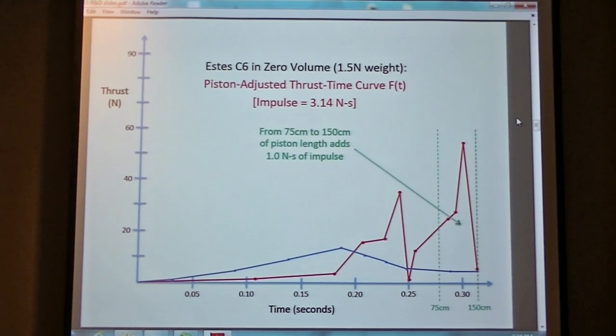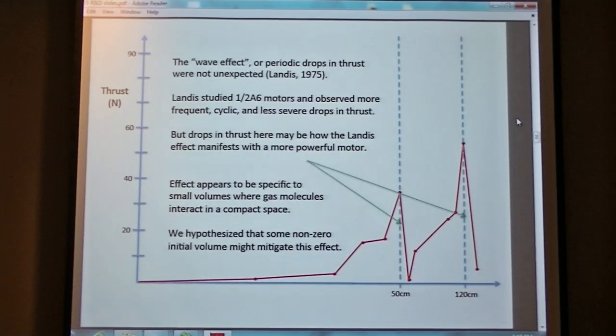You're going to get that first big thrust spike, which is much bigger. It's about 2.5 times larger than the motor, the unassisted motor thrust spike. But there's no added impulse at that length. All the added impulse is going in the second 75 centimeters. So this method allows us to evaluate length by starting with a test tube that is very long. We can evaluate different lengths and see what lengths are most appropriate.